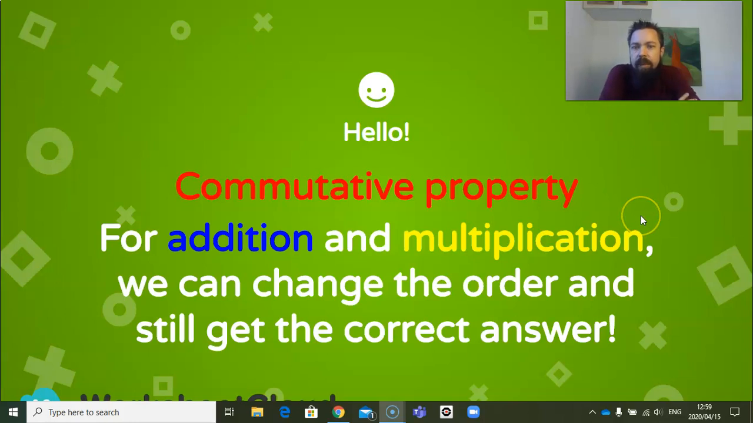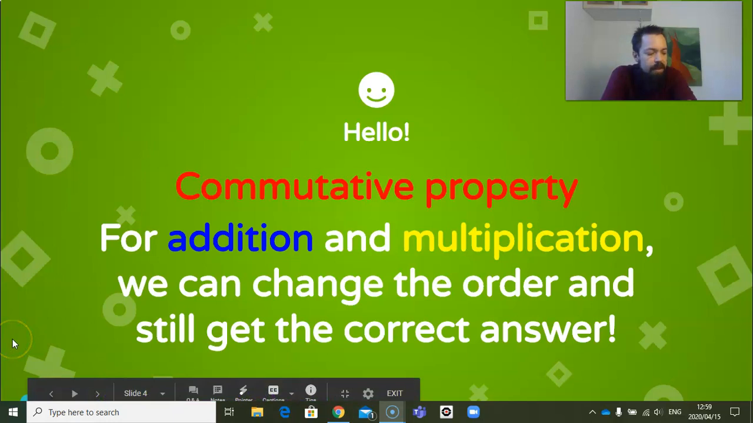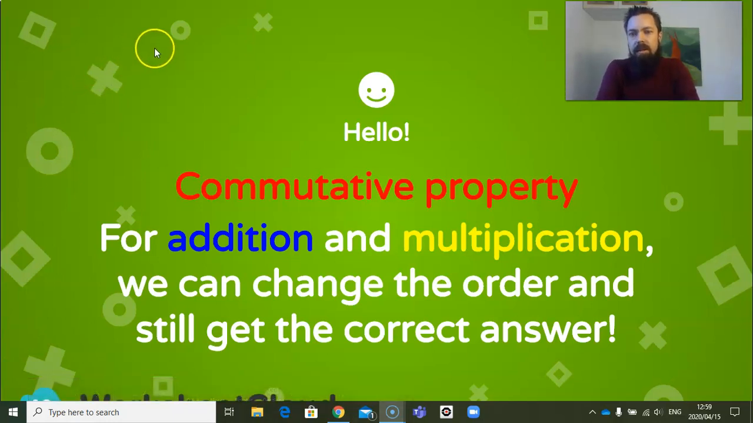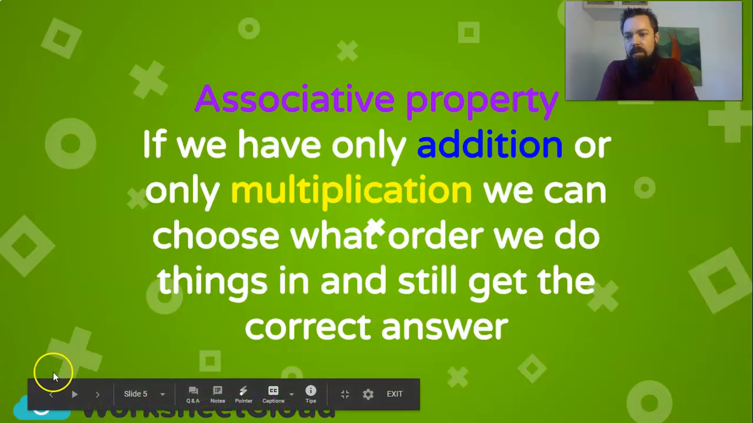Let me put myself up in the corner. So the commutative property, which is for addition and multiplication. So for addition and multiplication, we can change the order we do things and still get the right answer. Let's jump across to our whiteboard so that we can look at that in practice. So it will make more sense once we are looking at it in practice.